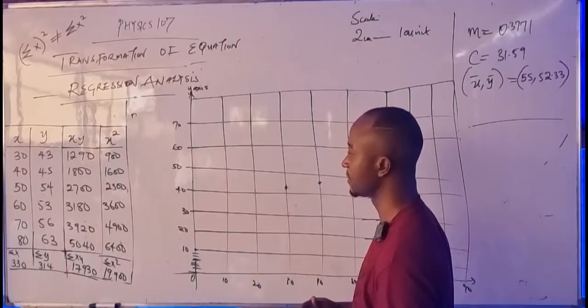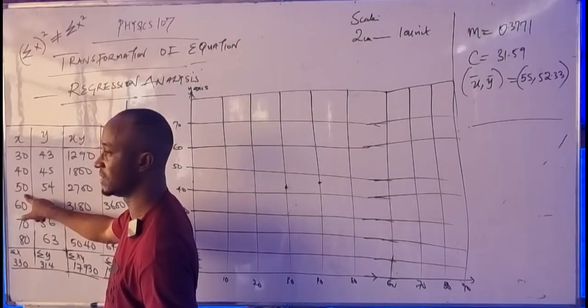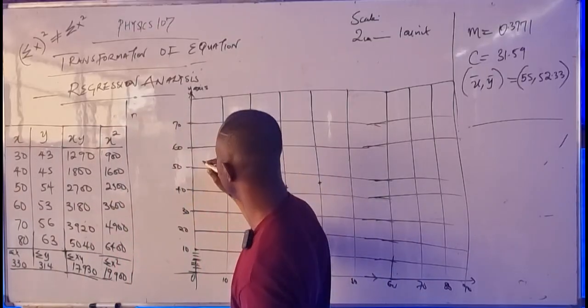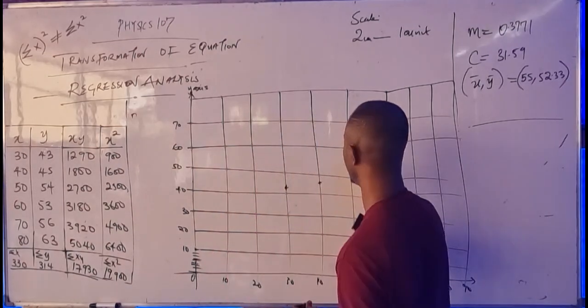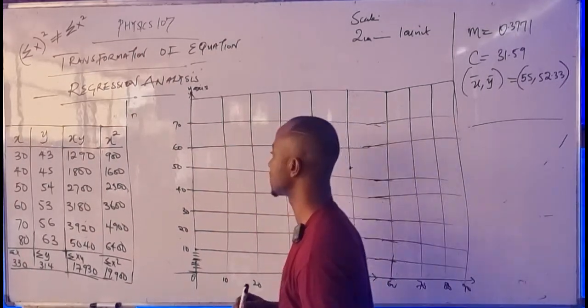Have you done that? What's the next one? 54 against what? 50. Where's 54? This, right? Where's that 50? Somewhere here, right? 54 against 50. What's the next one?